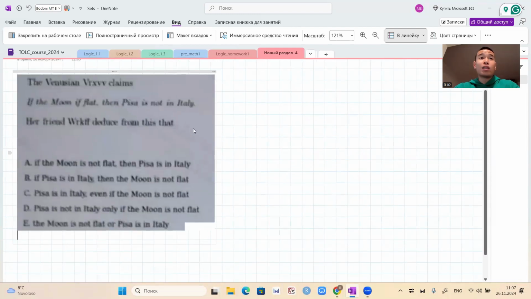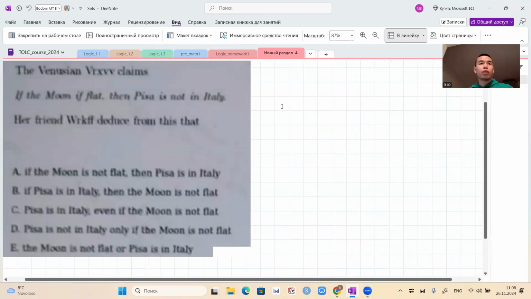This was the last exercise from the previous class. It was about conditionals, conditional statements, and let me rewrite it here.